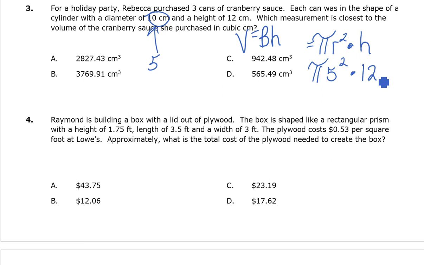Okay, so I know 5 squared is 25. So 25 times 12 is 300. So pi times 300. Which is approximately 942.48.